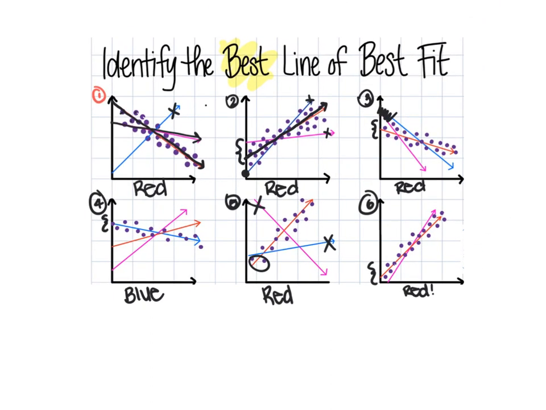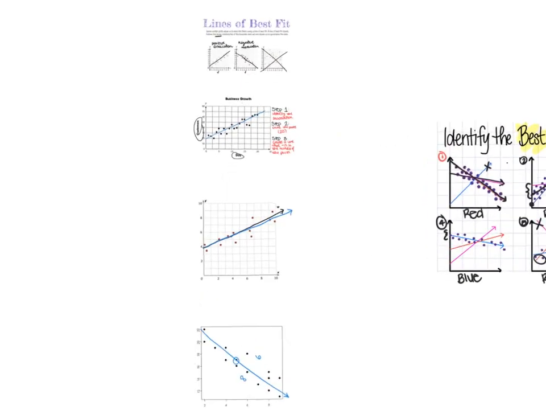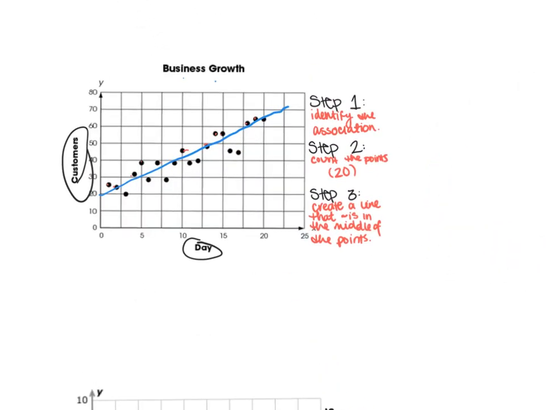Today's assignment is going to be a little bit like this. You're either going to have to match up which line works, or you're going to have to draw your own line like we did with these examples over here. So good luck with that. If you have any questions, please let me know. And this is really going to help us move forward and start writing equations to these lines and using them to make predictions about what's going to happen in the future.